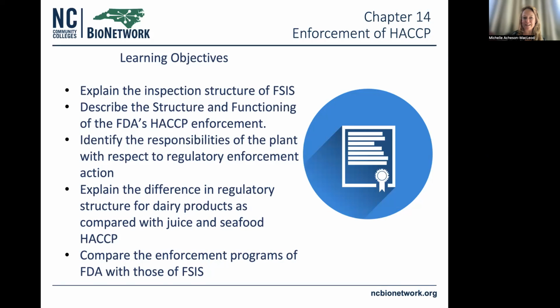All right, chapter 14, enforcement of HACCP. Our objectives for this chapter include inspection, structure, and functioning of FSIS and FDA. We're going to look at what your responsibilities are within the plant and what the difference is in the regulations for the different products that are required to be regulated through HACCP. And then we're going to look at the difference between the enforcement programs of FDA and FSIS.